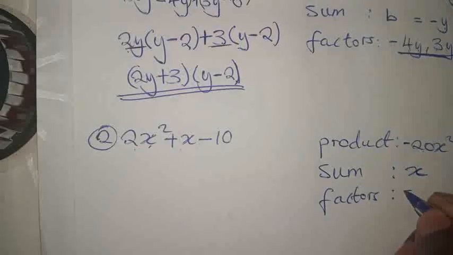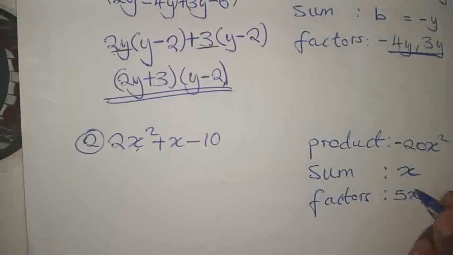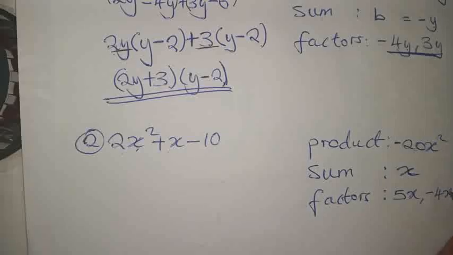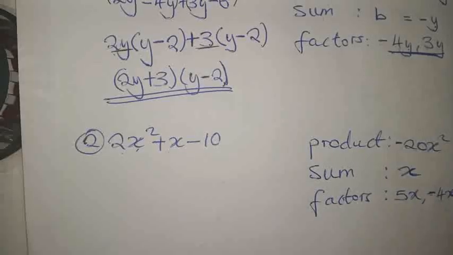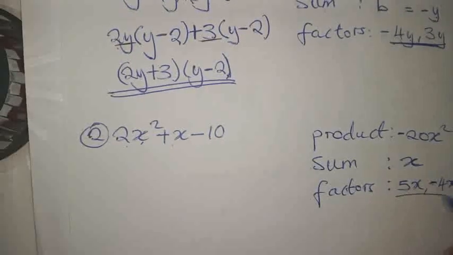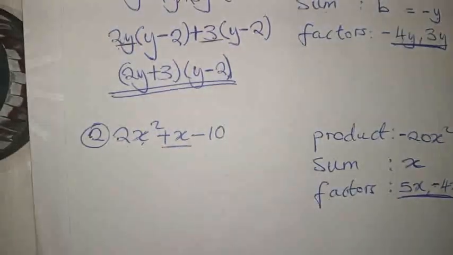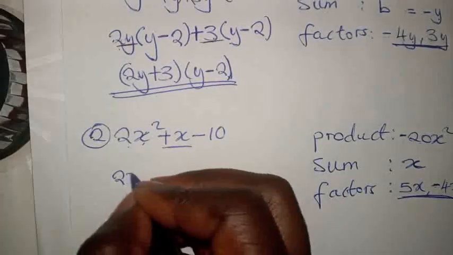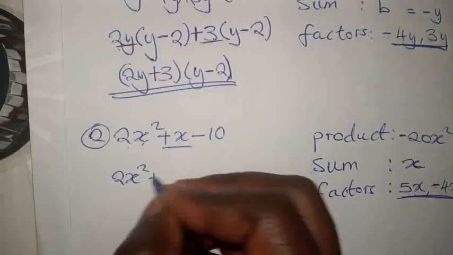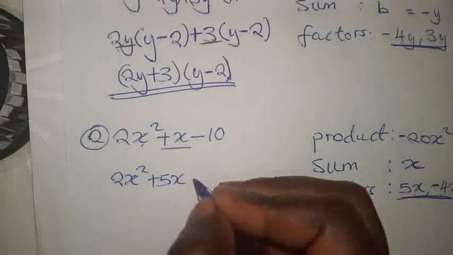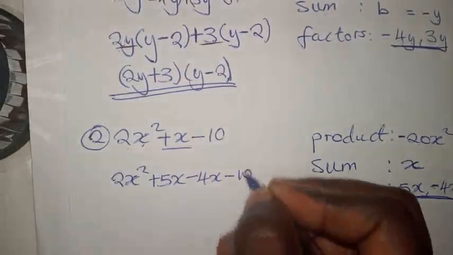But if we have 5x and maybe a negative 4x, this will give us 5x times 4x, it's 20, of which this negative 5x times negative 4x is negative 20x squared. Then 5x minus 4x, it's x. So meaning those are our factors. So we're going to substitute these two where there is x. So it will be 2x squared. The first factor we have is 5x, so you can say plus 5x minus 4x minus 10.